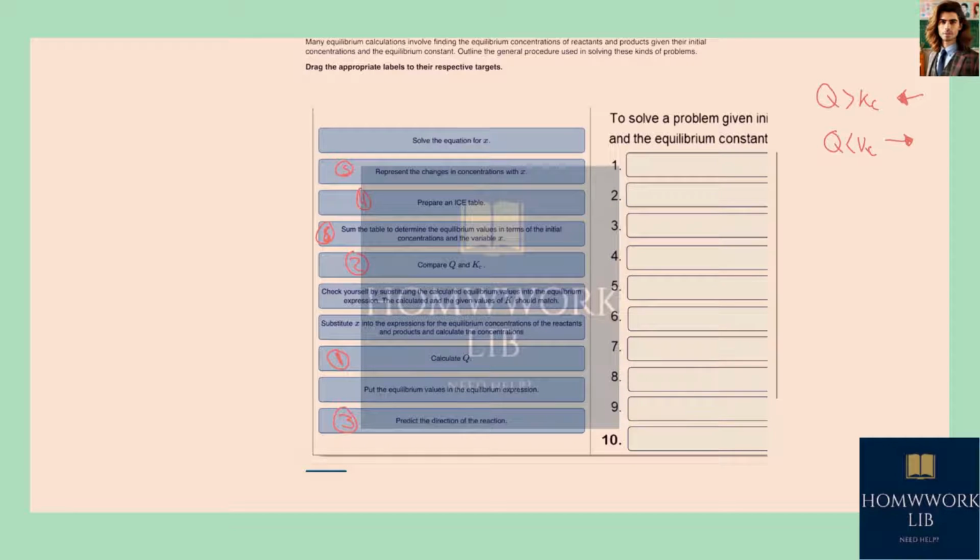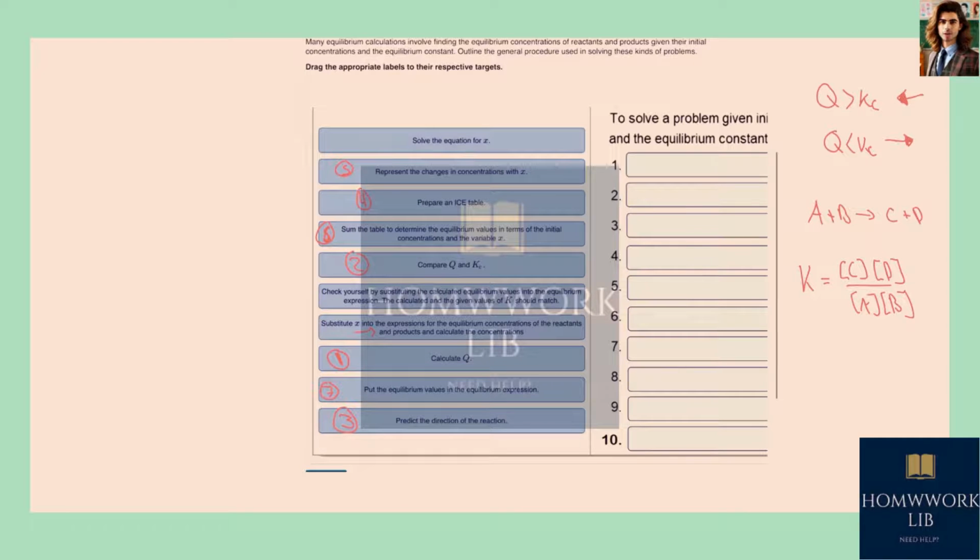Now we're going to substitute X into the expressions for the equilibrium concentrations of the reagents and products and calculate. Sorry, the next step is going to be to put the equilibrium values in the equilibrium expression. That means that if we have a reaction A plus B producing C plus D, from our ICE table, we're going to put in the equilibrium expression the concentrations at equilibrium that we found for C, D, A, and B. And all of these concentrations are going to be in terms of the variable X and the initial concentration.